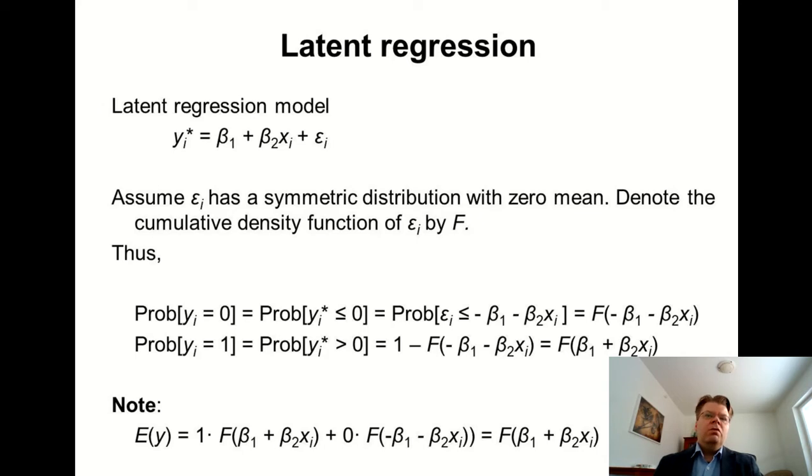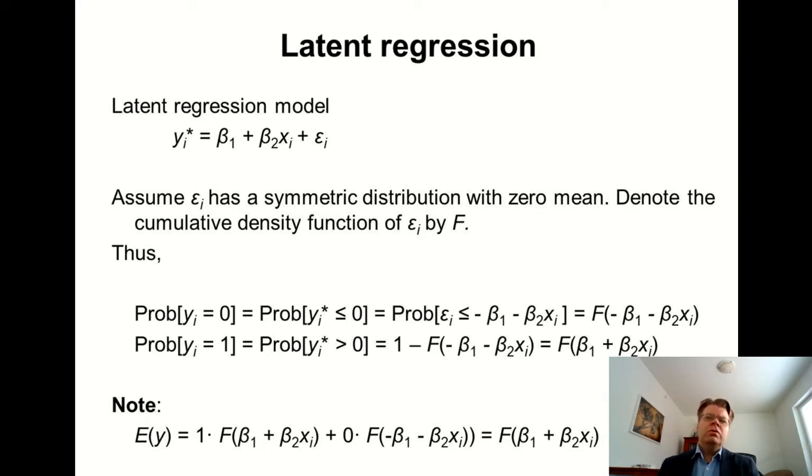And now we can also utilize the cumulative distribution function F. So distribution function F indicates exactly this probability that epsilon is less than or equal to minus beta 1 minus beta 2 x. So that's the cumulative distribution F in the point minus beta 1 minus beta 2 times xi.